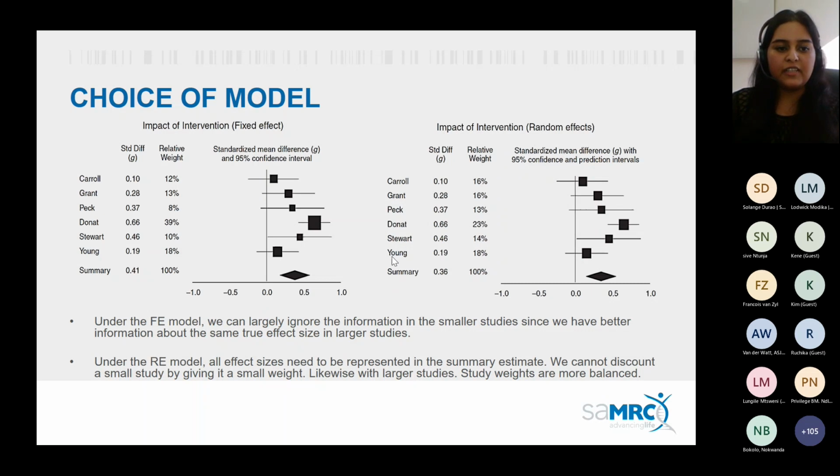You can see this in the relative weights if you compare between the fixed effects and the random effects model. So under the fixed effects model, you'd see the donut study had 39%, the highest weight, whereas with the random effects model, they're more or less the same. And you can tell this by the sizes of the squares as well. So under the random effects model, they're more or less balanced.